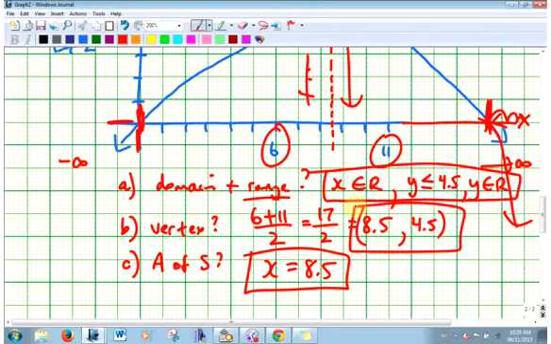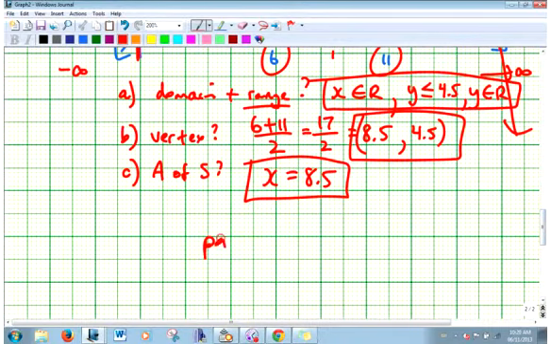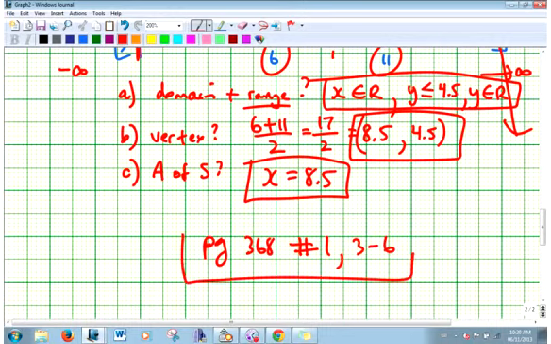So, vertex, axis of symmetry, domain and range. 4 new terms. Page 368, number 1 and 3 to 6.